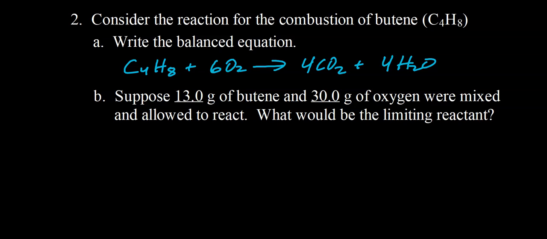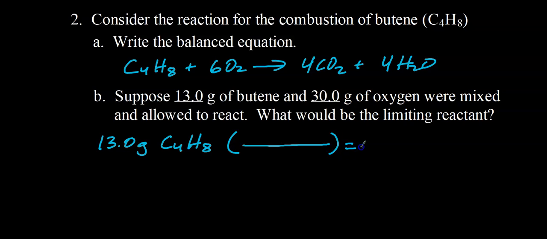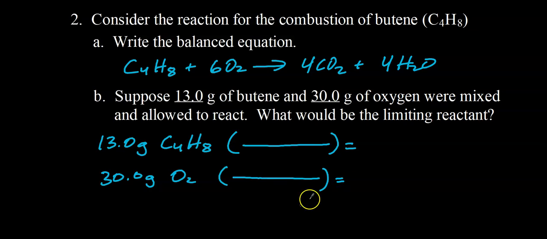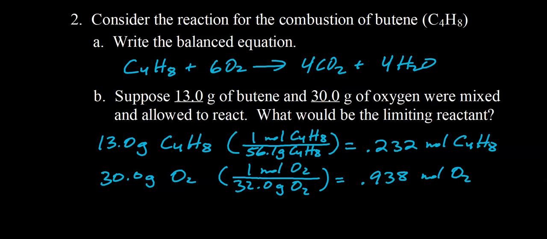So let's go ahead and do this. Let's take each of those grams and convert to moles. So take 13 grams of butene and convert that to moles. Give me that number. And then we're going to take 30 grams of oxygen. Be careful, it's O2. And we're going to convert that to moles. So go ahead and pause the video, find moles of each reactant. All right, here's what we have. Number of moles that are available for each of our reactants.